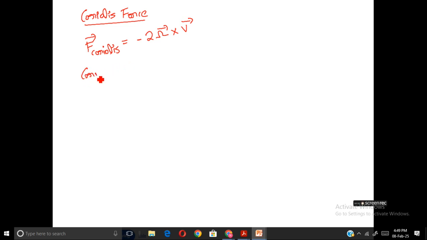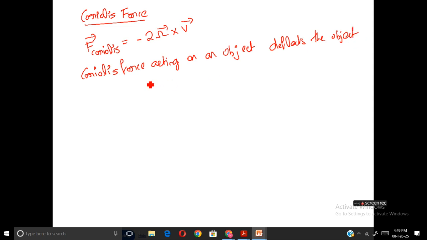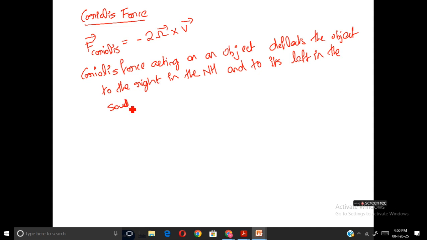So what does it do? Coriolis force acting on an object deflects the object to the right, to its right in the northern hemisphere, and to its left in the southern hemisphere.